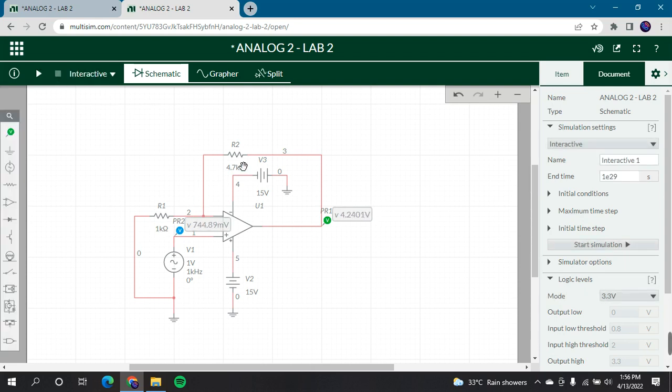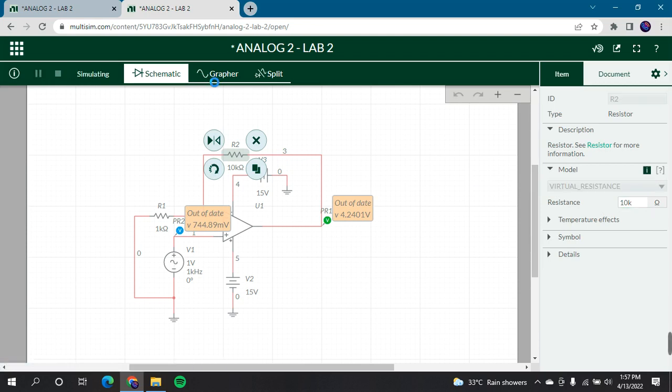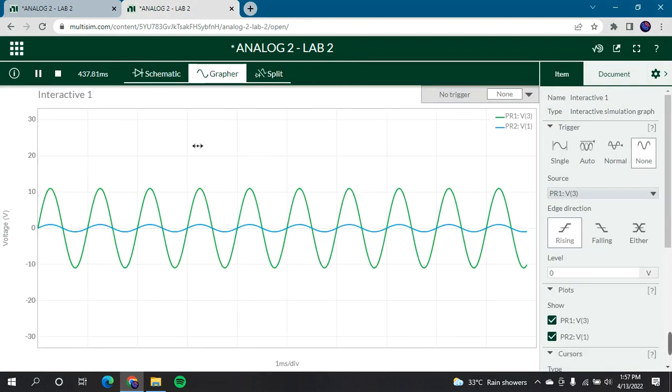Okay, now we will see at 10K. Okay, for 10K ohm RF also, it will be 10.9, because the gain will be plus 1, that is 11 volt, so it will reach the maximum of 10.9.